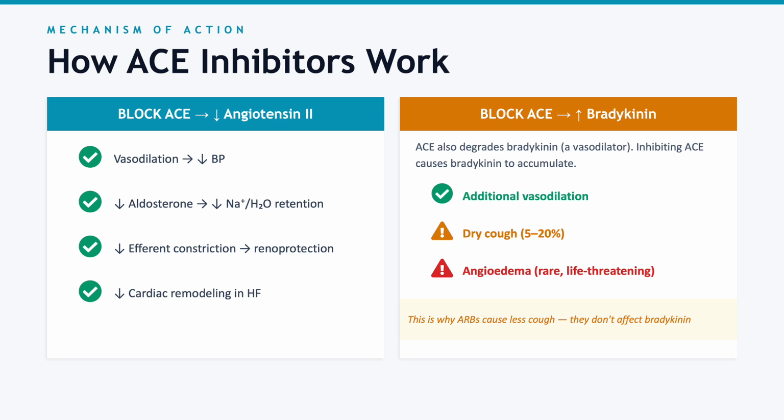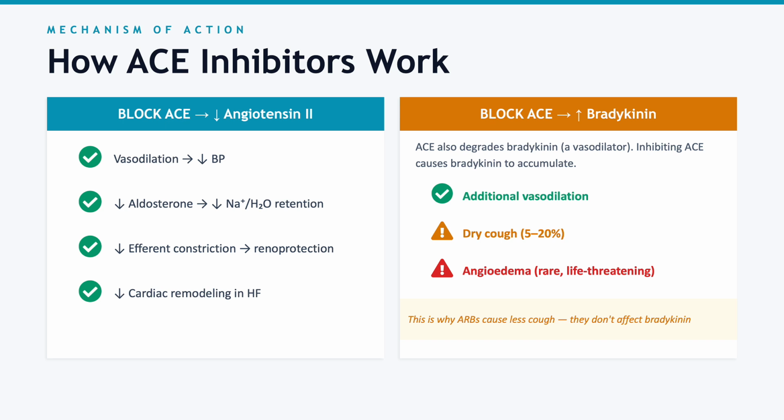ACE does not only convert angiotensin 1 to angiotensin 2, it also breaks down bradykinin, a potent vasodilator peptide. When you inhibit ACE, bradykinin levels rise. This increased bradykinin contributes to the blood pressure lowering effect, but it is also directly responsible for 2 signature side effects: the persistent dry cough and angioedema.